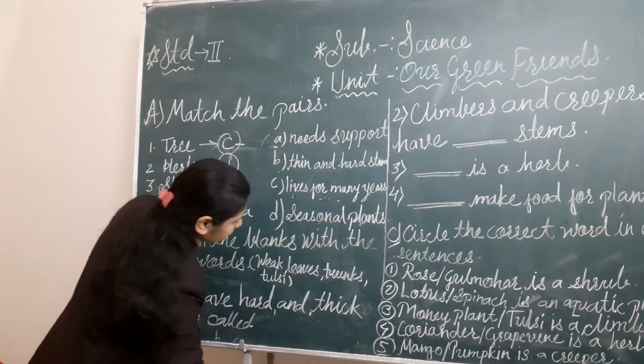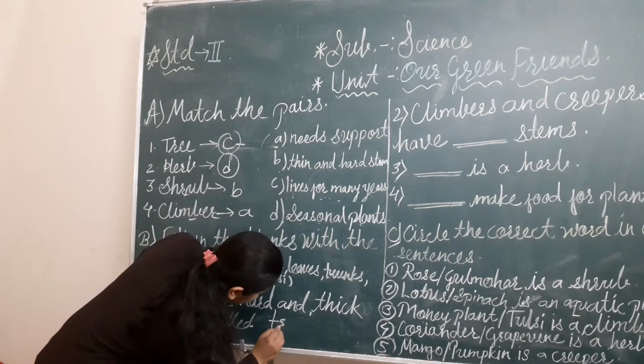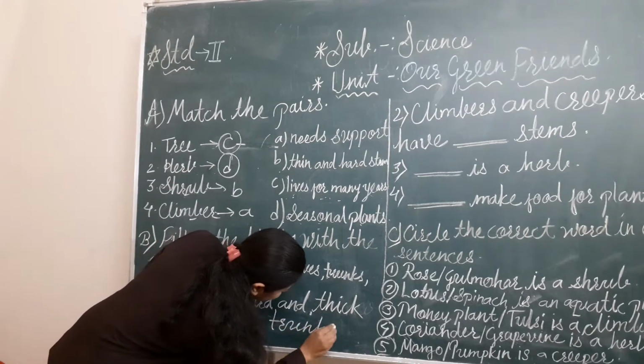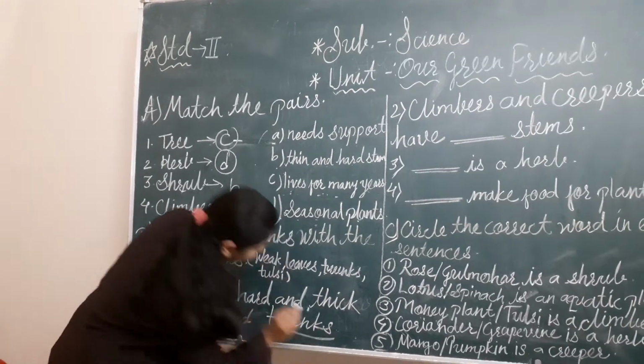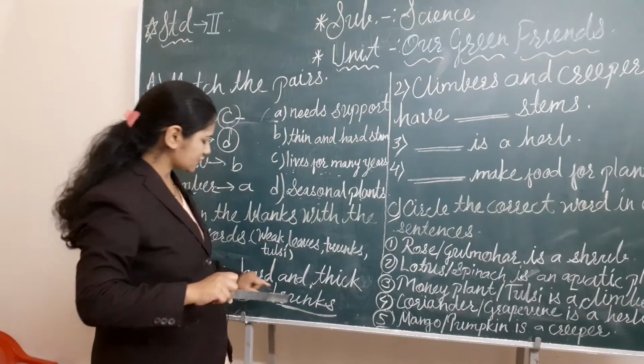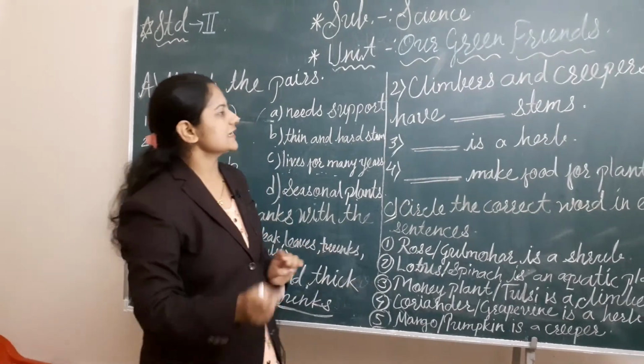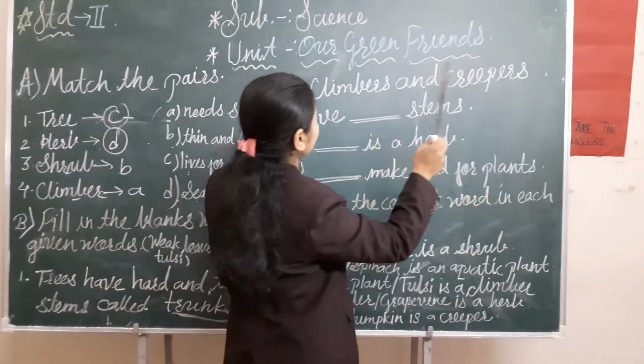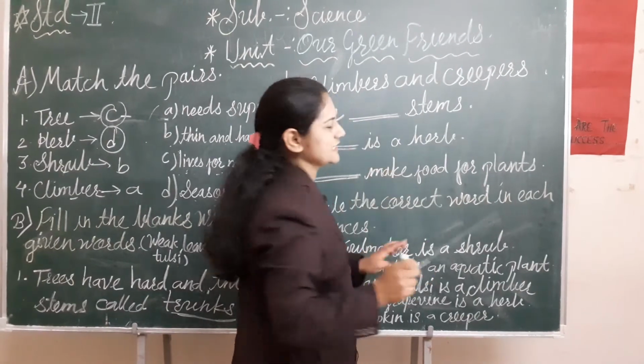Just 1 minute, students. That is called the trunk. Okay. Trees have a hard and thick stem called the trunk. Second is, clambers and creepers have dash stems.